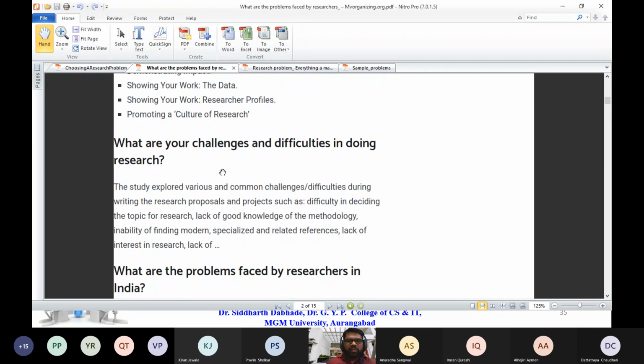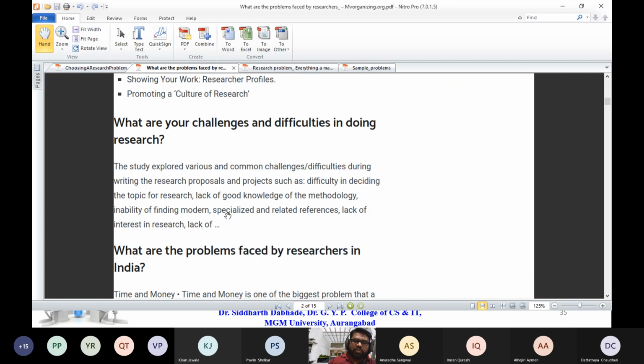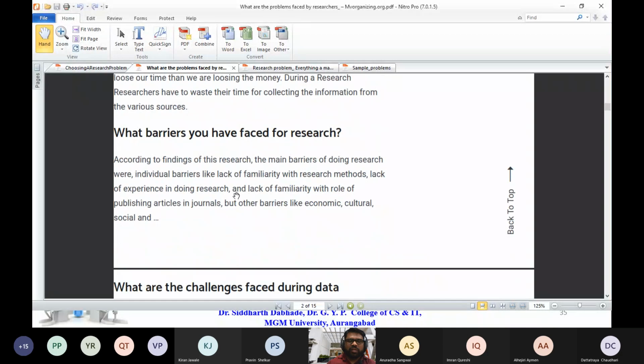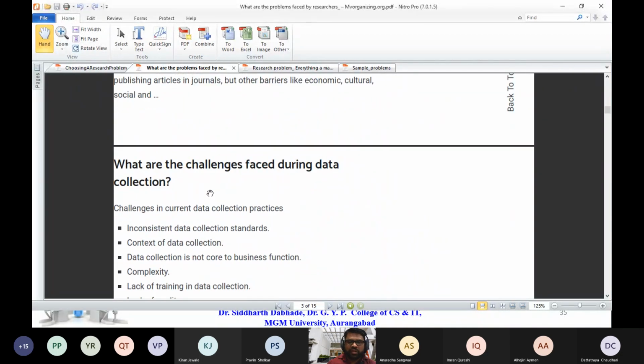Okay, so what are the difficulties while doing your research? The study explored the various common challenges and difficulties during writing the research proposal and projects, such as difficulty in deciding the topic for research, lack of good knowledge of that particular methodology, inability to find modern specialized related references, lack of interest in your research work, and lack of so many things. Okay, so we don't want to discuss a lot related to this point.